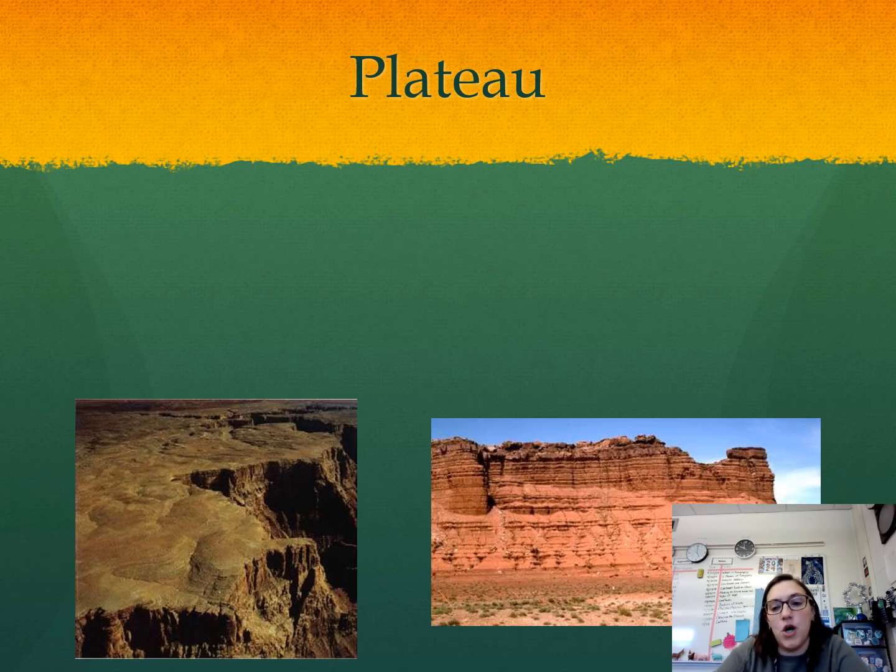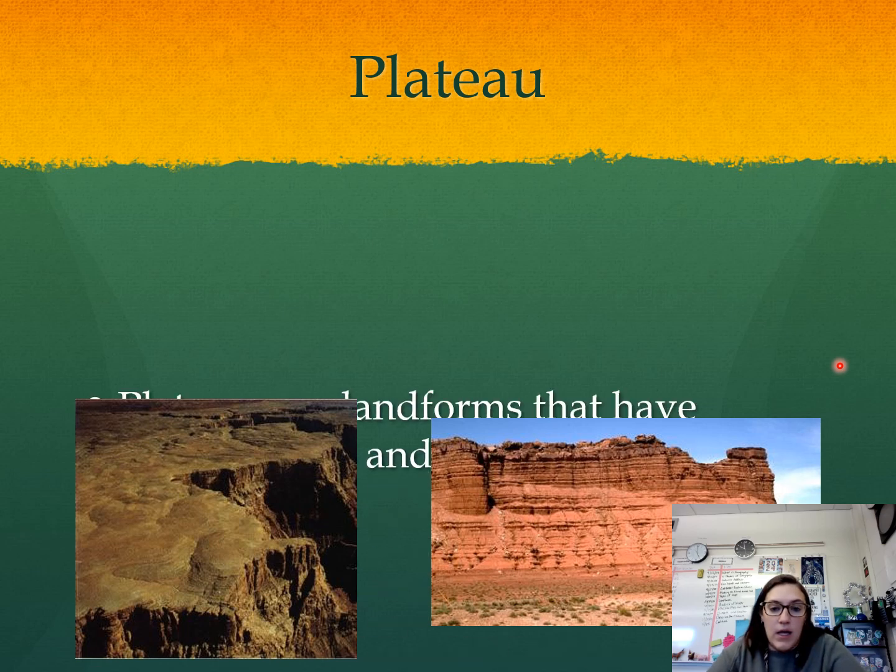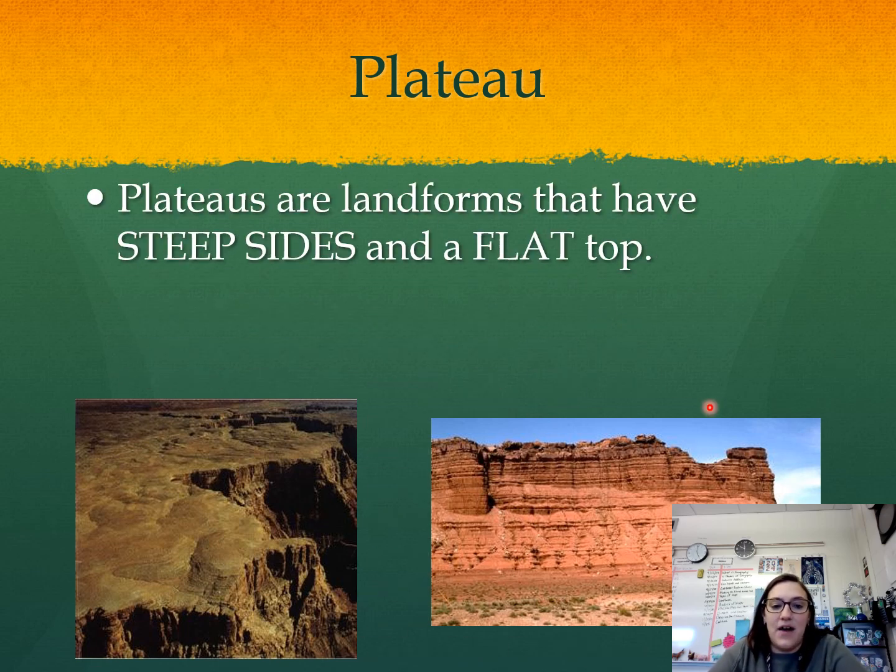Continuing on, our next feature is called a plateau. Plateaus are landforms that have steep sides, kind of like a mountain, but then a flat top. Instead of being pointed at the top like a mountain, they are flat. So definition, plateaus are landforms that have steep sides and a flat top. And plateaus are usually very, very big. They go for miles and miles and miles. So what we're seeing is just the start of one here in these sample pictures.